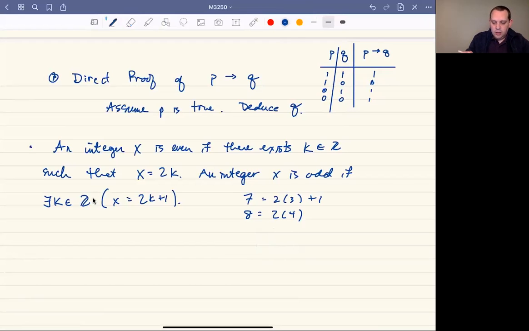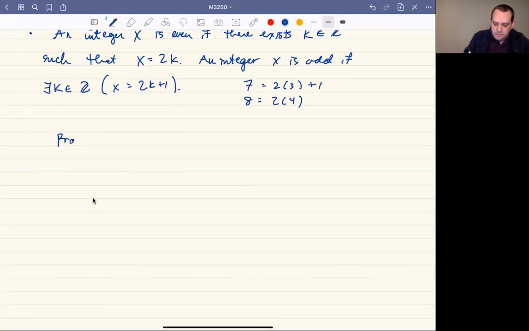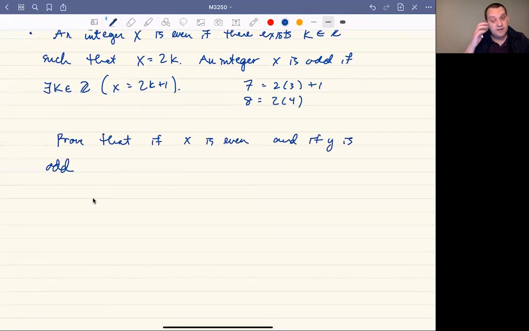So let's do this. Let's prove that if x is even and if y is odd, so x and y are integers, then x plus y is odd. Okay, so let's prove that. Let's prove that if x is even and y is odd, then x plus y is odd. Of course, we'll do a direct proof. Our direct proof, I just want to think about the anatomy of this proof for a second. So let's break it down.